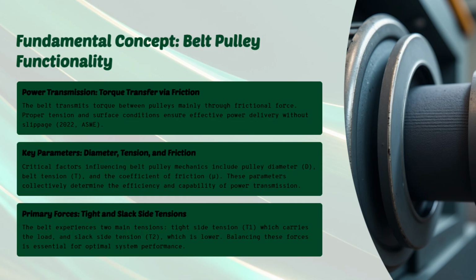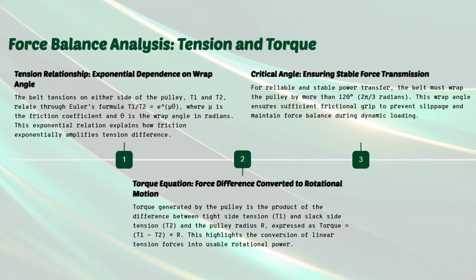This dynamic relies heavily on three key parameters: the diameter of the pulley, the total tension of the belt, and the specific coefficient of friction. Together, these variables act as the control knobs that dictate the mechanical capability of the drive. During operation, the system establishes two primary forces known as the tight side tension, T_1, and the slack side tension, T_2. The tight side carries the brunt of the heavy load, while the slack side remains at a lower tension. Carefully balancing these two opposing forces is what allows the system to achieve peak performance without tearing itself apart.